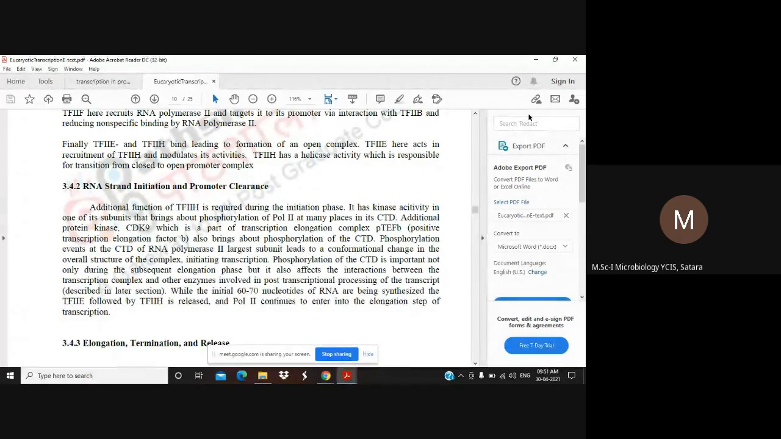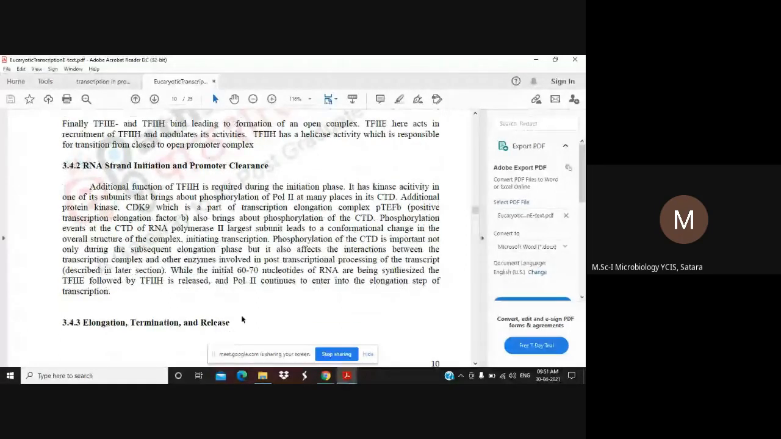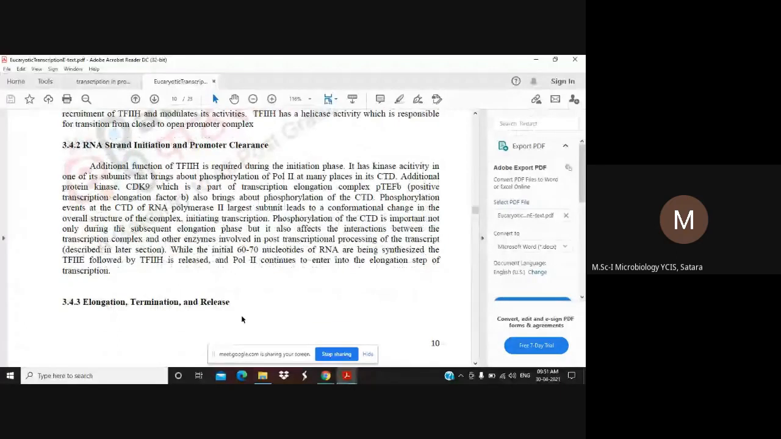So it is a significant step in the transcription process in eukaryotes. Did you understand this? Hello, did you understand this?